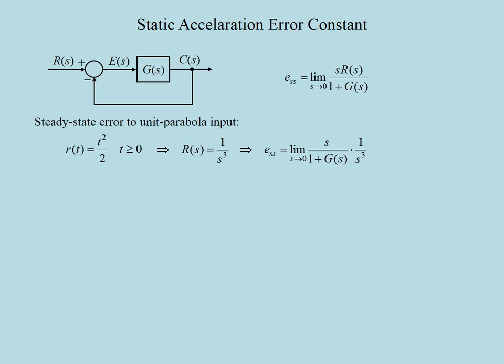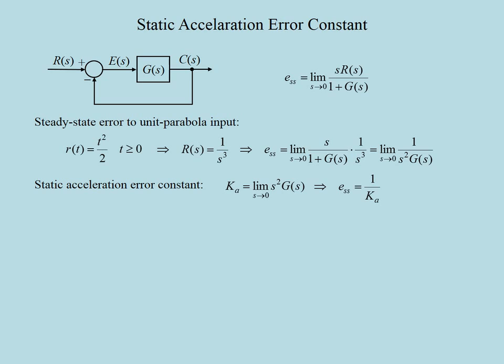We employ the same formula for the steady state error, which can be simplified as the limit as s goes to 0 of 1 over s squared times G of s. We denote the static acceleration error constant by Ka and define it as the limit of s squared times G of s as s tends to 0, so that E sub ss equals 1 over Ka.